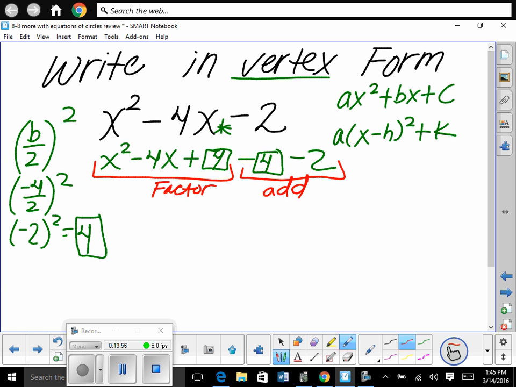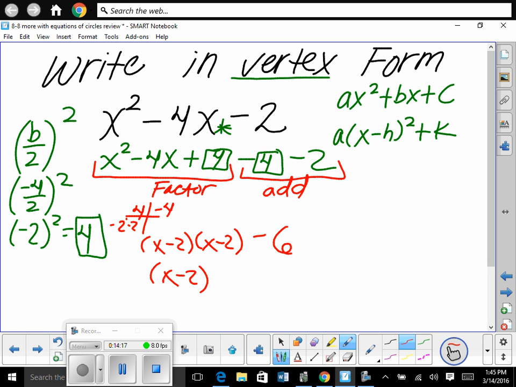So let's factor this. We're looking for what multiplies to be 4 and adds up to be negative 4, right? 2 times 2, negative, negative. Quick factoring. That's x minus 2 times x minus 2, right? What's negative 4 plus negative 2? It's negative 6. And our final answer would be taking this. Once again, this is equal to this. This is almost there. We're in vertex form. Isn't that the same thing as x minus 2 squared minus 6? Yes. So this is in vertex form. Have we solved anything? No, we've rewritten it in vertex form. We're done. Does that make sense, everybody?